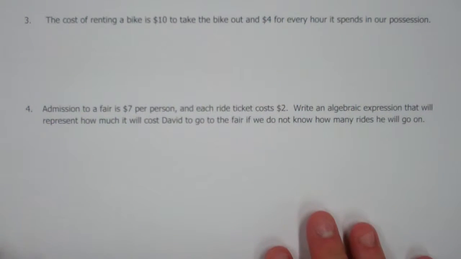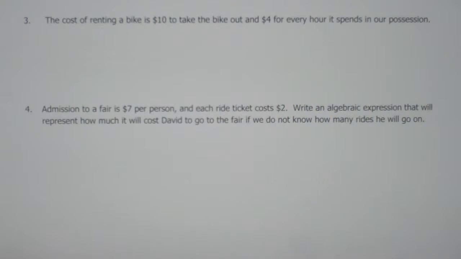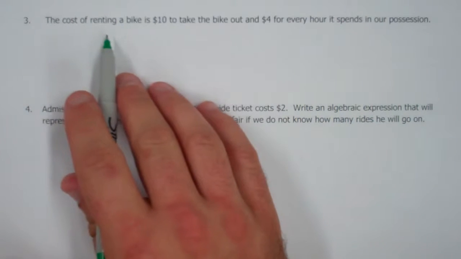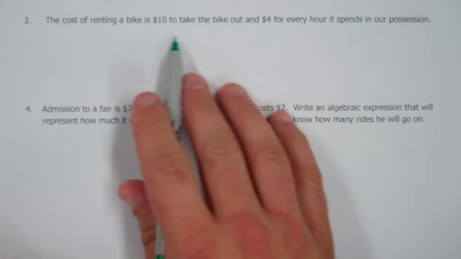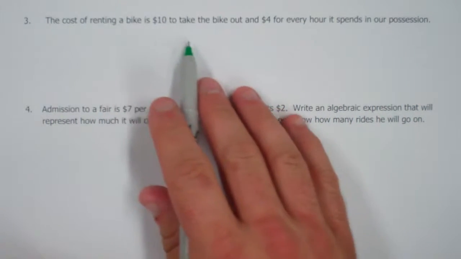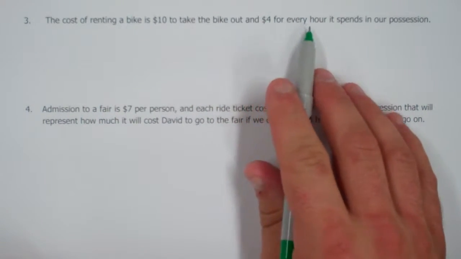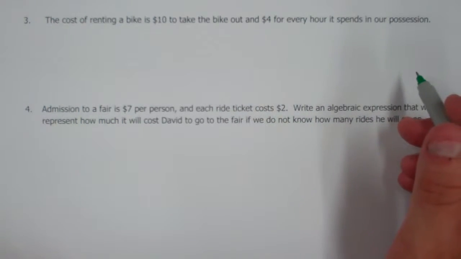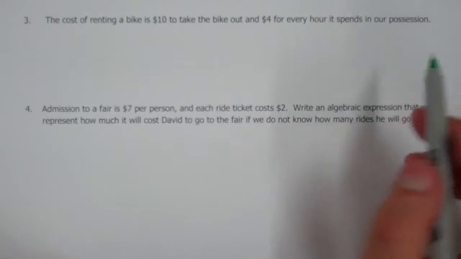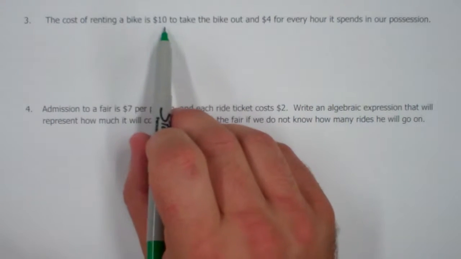In number 3, the cost of renting a bike is $10 to take the bike out, and $4 every hour it spends in our possession. So we'll go through the same type of thinking that we did before. We've got the cost of renting a bike is $10 just to take the bike out. That seems like a one-time fee, you pay it and that's it. And then $4 for each hour that you will have the bike. So to me, the cost of renting the bike is constant, and we know what it is, so we don't need to introduce a variable here.